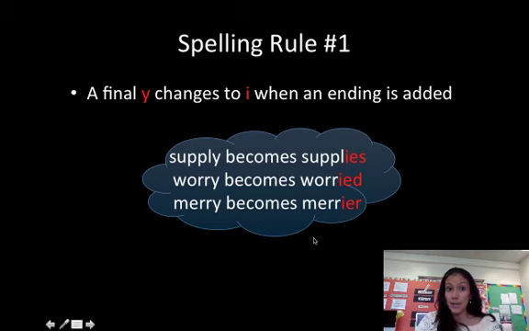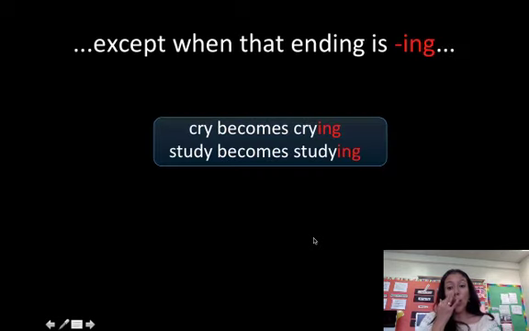But of course, there are exceptions. If you want to add the ending ing, the Y stays the same and you just add the ending. So for example, cry becomes crying. The Y stays the same and you just add the ing. The same for study. Study becomes studying. Just add the ing and the Y stays the same.